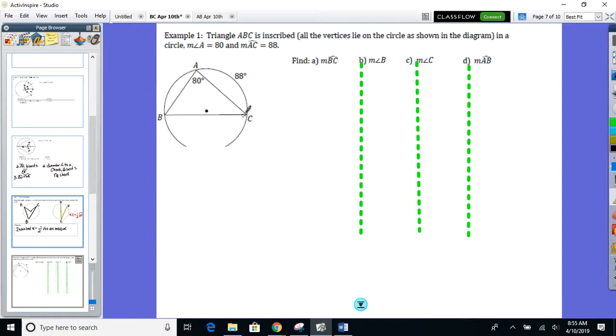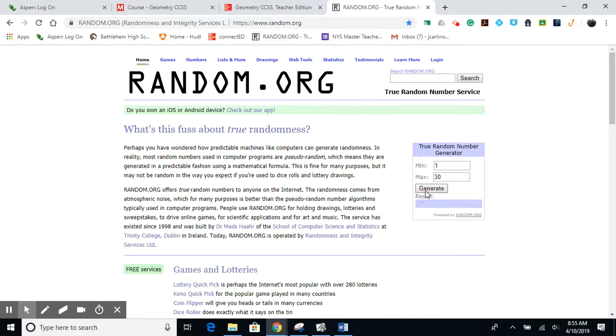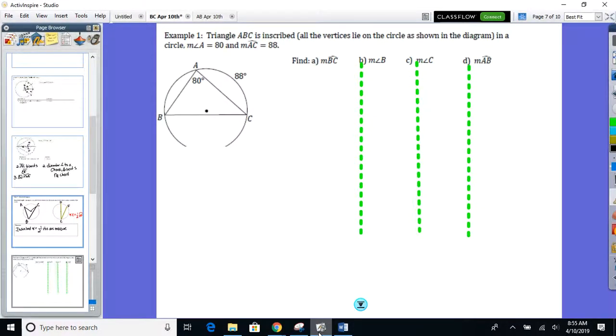And what type of angle is A? Inscribed, because take a look, the vertex is on this circle. Usually to find it, I take half of the arc. I would take half of the arc to find 80. So to go in reverse, what do you want me to do here? All right, so BC will be 80 times 2.